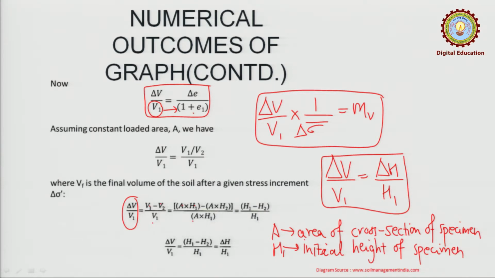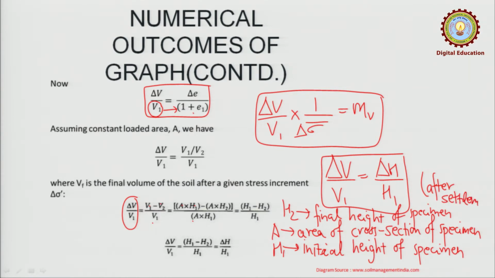And what about H2? Obviously, the final height of the specimen, which means after the consolidation or after settlement, we can say. So, it will be lesser obviously. Just now they have derived it to be equal to this, hence we find that delta V is equal to H1 minus H2 upon H1, that is delta H upon H1.